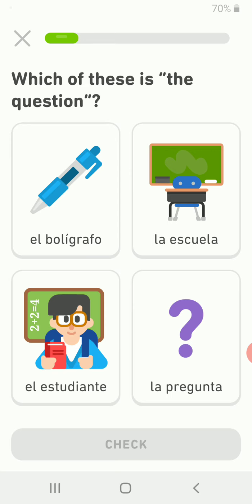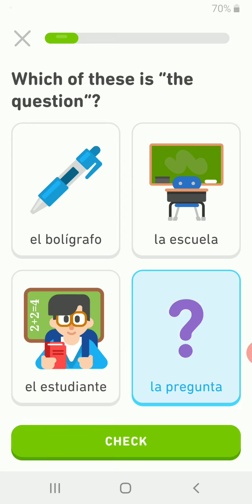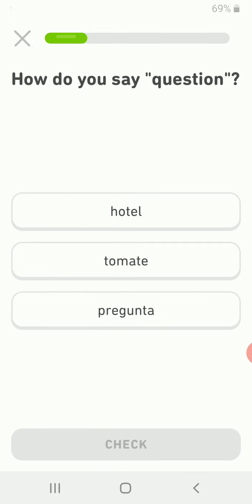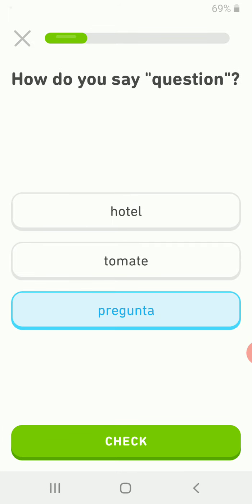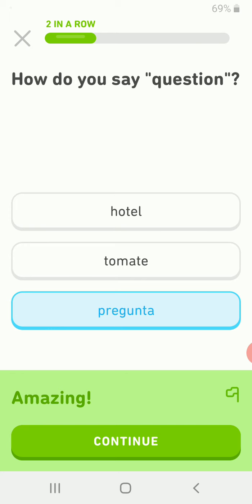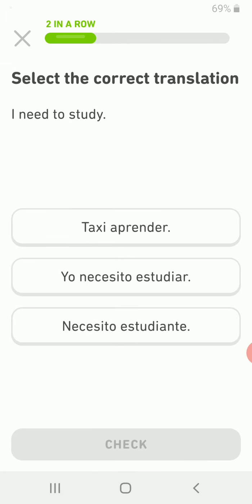Which of these is the question? The question, la pregunta. So el bolígrafo is the pen, la escuela is the school, el estudiante is the student, and la pregunta is a question. So how do you say question? Pregunta. Hotel is hotel and tomate is tomato. I need to study. Yo necesito estudiar.